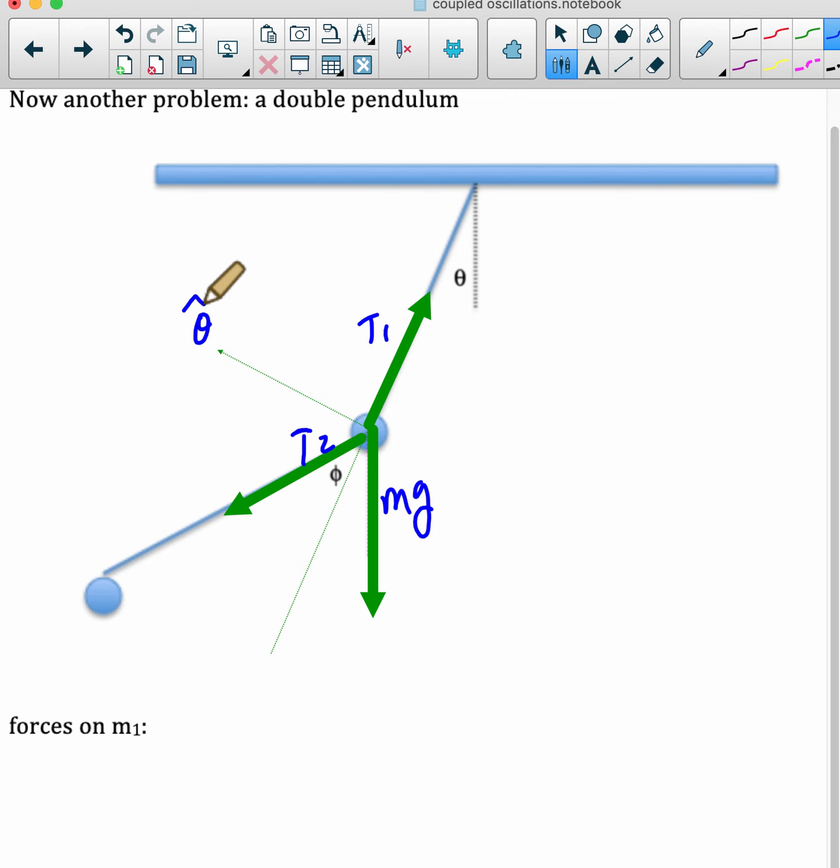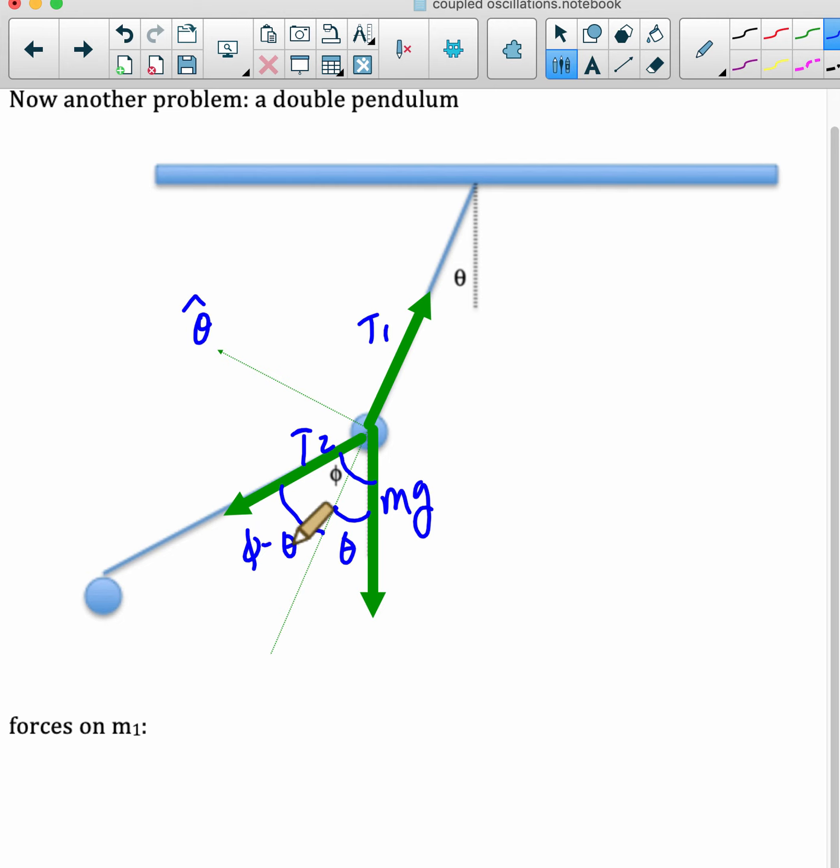So T1 you can see is radial. T2, well, this phi angle, we should note, is all the way to the vertical. So that's phi. So for components of mg, we need this angle here, which is theta. And for components of T2, we need this angle here, which is phi minus theta.